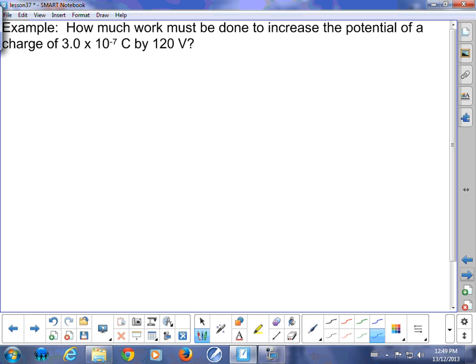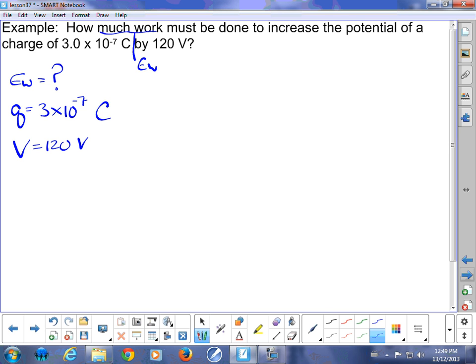Moving along. How much work? So we're looking for how much work. Work is another form of energy, so we always do it with EW, or E subscript W. So that's what we're looking for, and maybe I'll go back to a more traditional format of writing what I know and don't know on the side. Must be done to increase the potential of a charge of, so we're given the value of the charge. Now, increase the potential of a charge, so you're increasing the voltage, which is 120 volts. So there are 3 pieces of information.